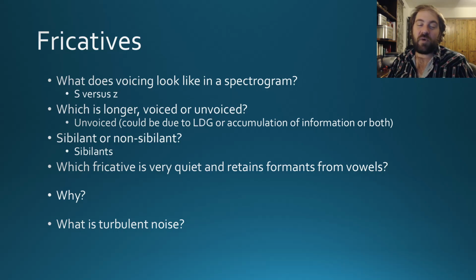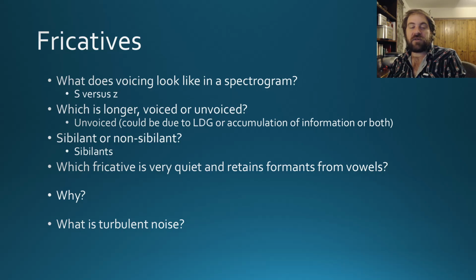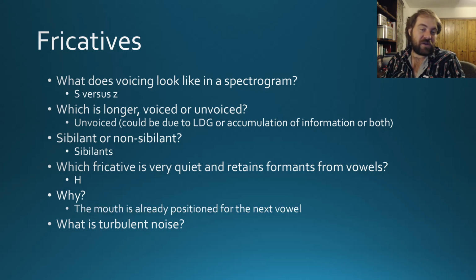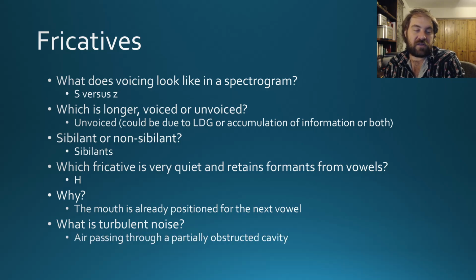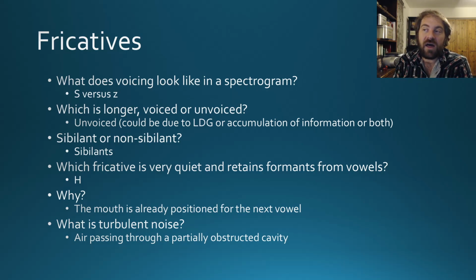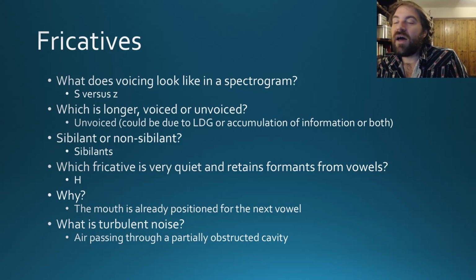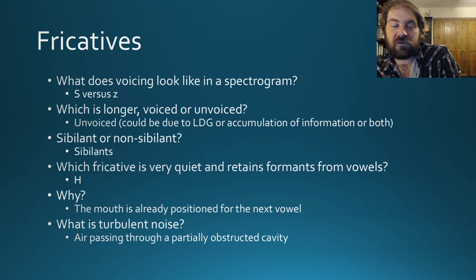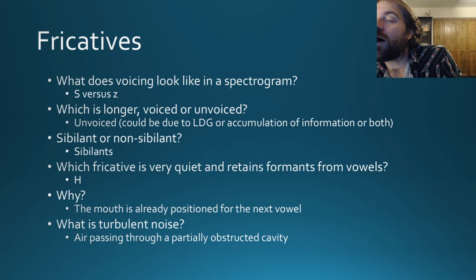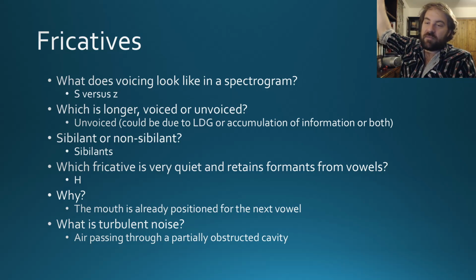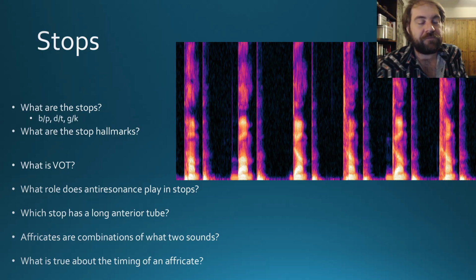Which fricative is very quiet and retains formants from vowels? The H, my favorite little ghost. Why? We talked about this. The mouth's already positioned for the next vowel. And what is turbulent noise? It's air passing through a partially obstructed cavity. So the vocal folds are partially adducted to make that sound for the H. There's your ASMR for the day.